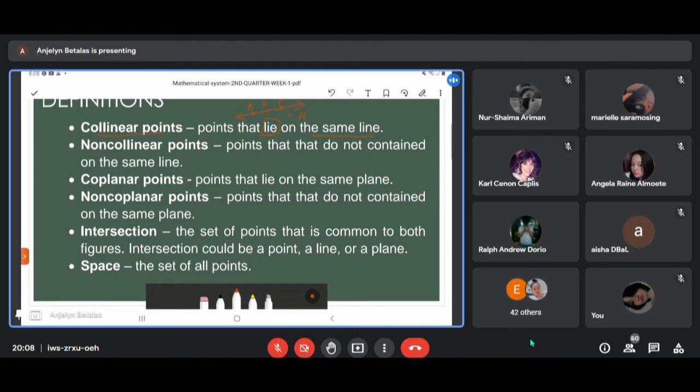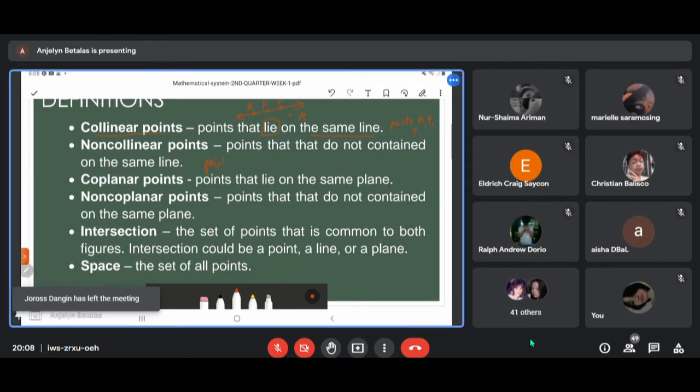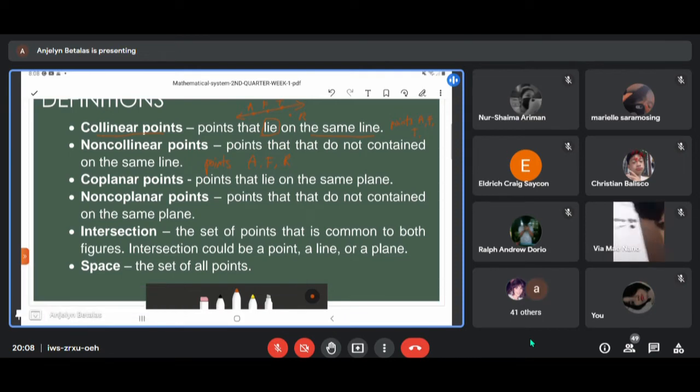A, F, T. Yes, these are points A, F, T. Now you have non-collinear points. These are points that are not contained on the same line. Can you give three points that are non-collinear? A, F, R, okay. T, R, F, or T, R, A, whatever the combination, as long as one of them is not on the line. They are called non-collinear. Clear?